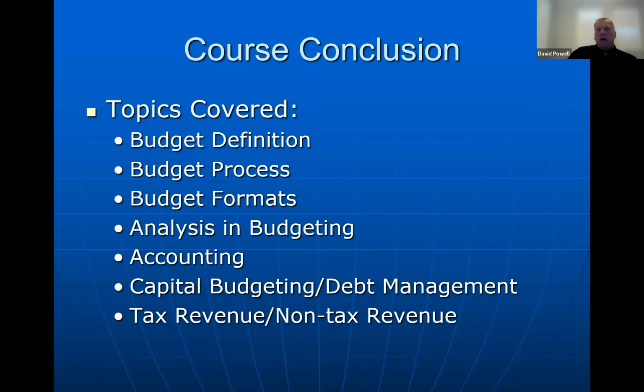Then last week, we talked about taxation, tax sources of revenue. We talked about the advantages and disadvantages of property, income, and sales taxes. We talked about the mechanics of how property, income, and sales taxes work. We also talked about some limitations that have been placed upon the ability of governments to generate money from property, income, and sales taxes.